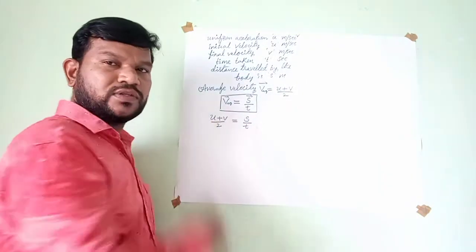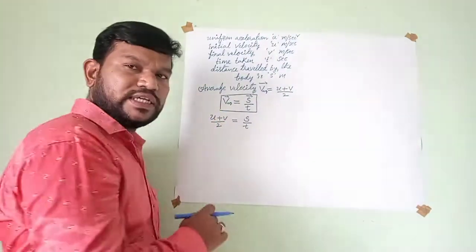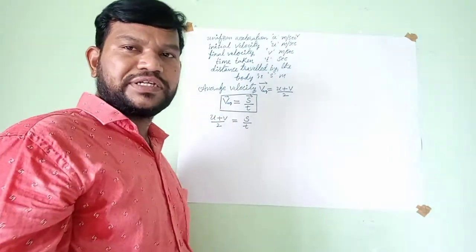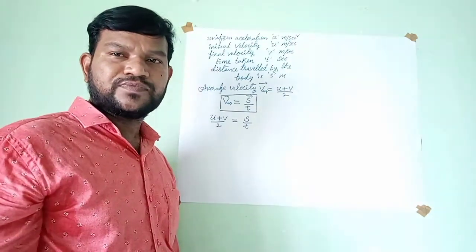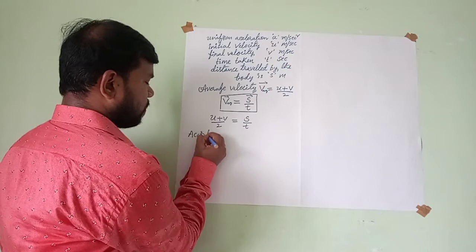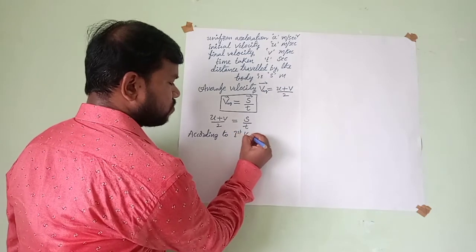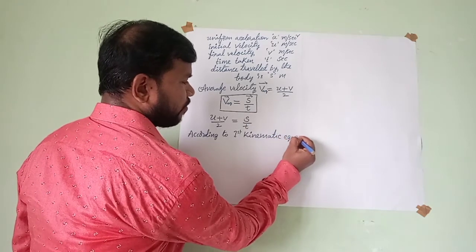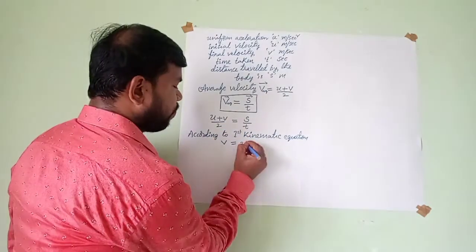Students, observe. Now one more observation. Remember, here u is the initial velocity and v is the final velocity. According to the first kinematic equation, we have a formula for final velocity. Remember, students, according to the first kinematic equation, the final velocity of the body is v = u + at.